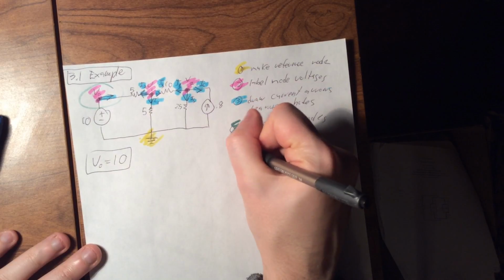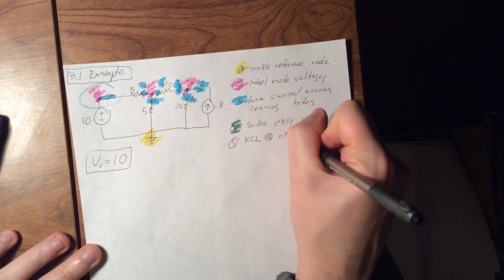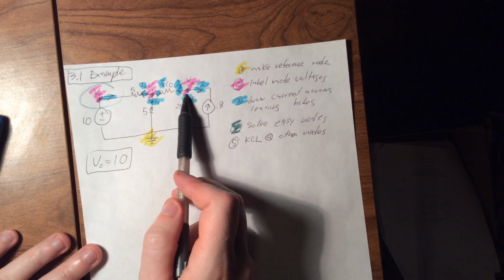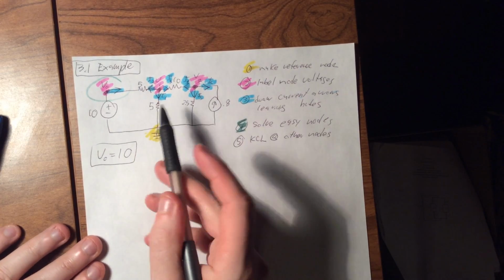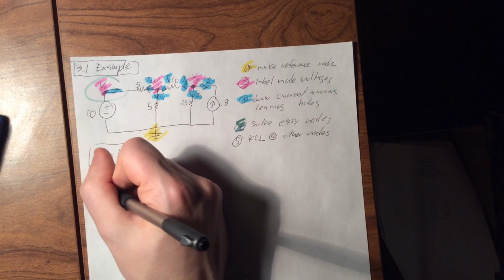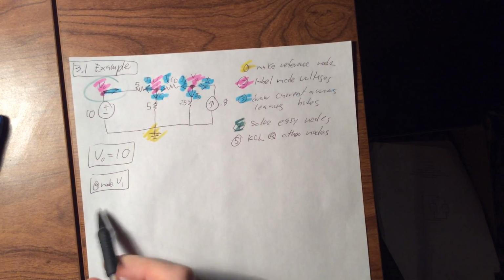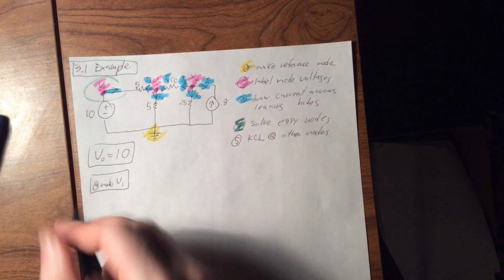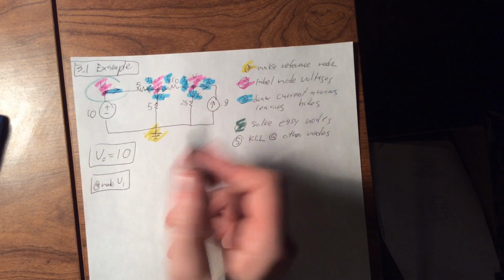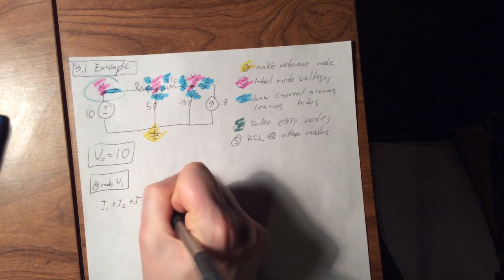All right, so now, any other easy ones? No. So now we're going to do 5, KCL at other nodes. The other nodes are here and here. We've got 2 other nodes. Let's take this first one. At node V1, that's where we are here, we're going to do our current law: I1 plus I2 plus I3 equals 0.